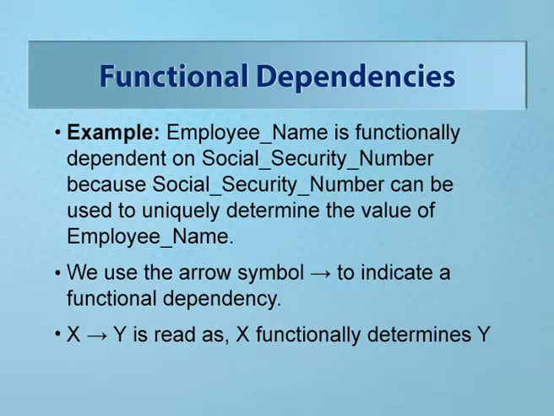The way we interpret this is using an arrow symbol. So, X forward arrow Y, and it can be read as X functionally determines Y. Here I can interpret X as SSN and Y as employee name. SSN functionally determines employee name. In this way we can write the functional dependencies.